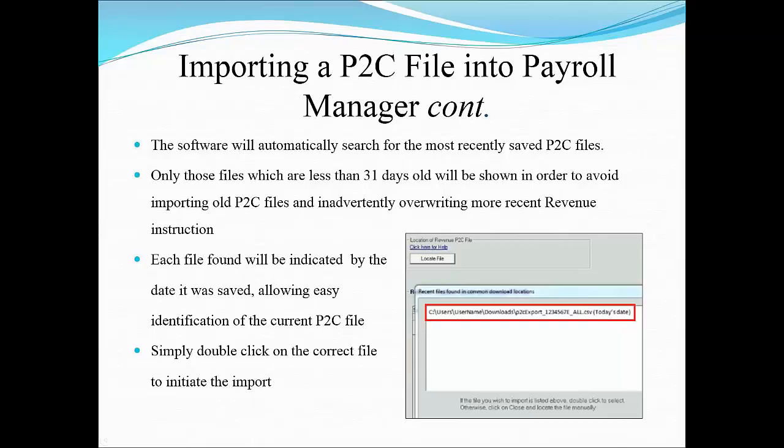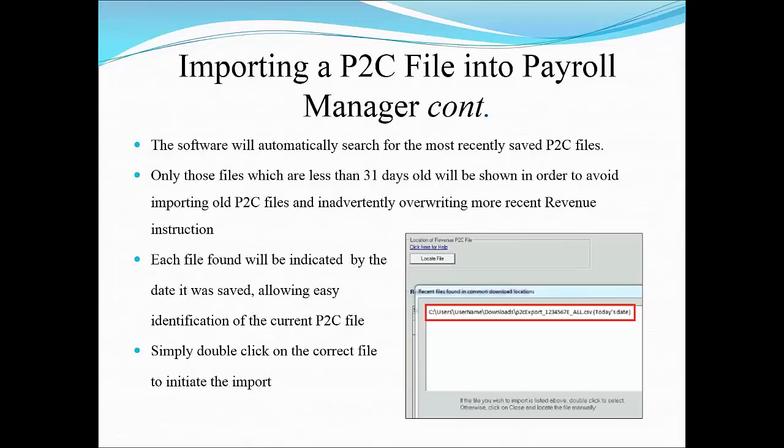You'll see here in this example on screen it says today's date, so that would be a P2C file that has been exported today. Only files which are less than 31 days old will be shown. So you may end up with a listing here if you've had a couple of P2C files exported in the last month. It will only show the P2C files which are less than 31 days old in order to avoid you importing old P2C files and perhaps inadvertently overwriting more recent revenue instruction.